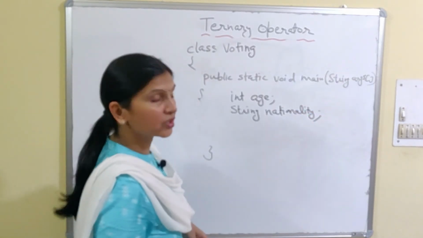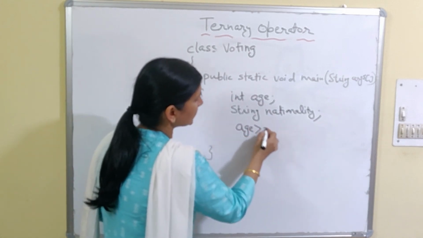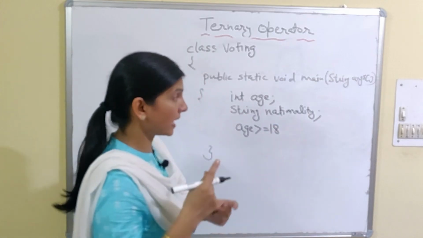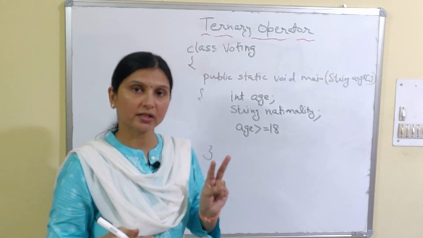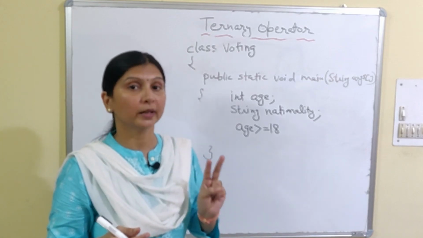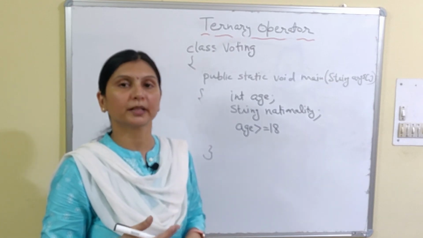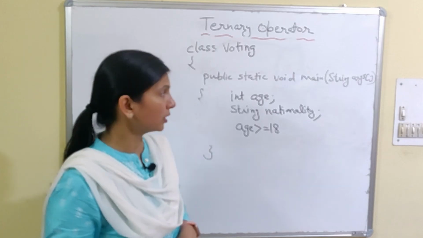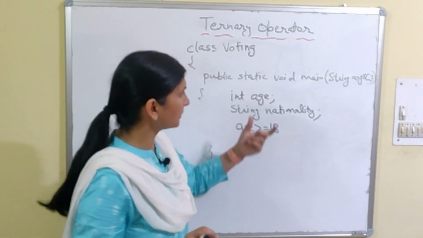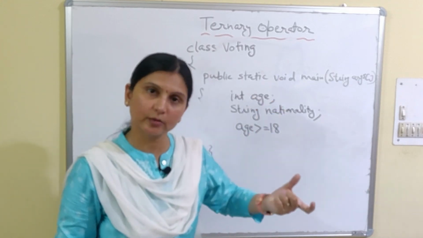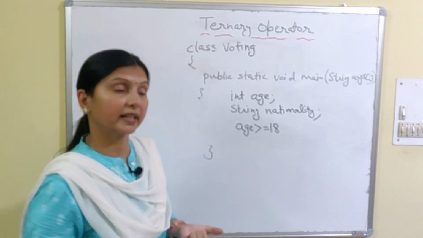Fine. Now the condition. So what is the condition? The condition is age should be greater than or equal to 18 and nationality equals Indian. So there are two conditions, and to combine more than one condition, two or three conditions, we use which operator? Logical operators, and, or. So in this case both are mandatory. Age should be greater than or equal to 18 and nationality should be Indian. Then only he or she can vote.